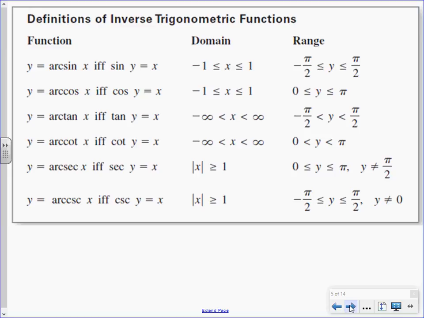So you'll see on the back side of your sheet this. This gives you the domain and range for all of the inverse trig functions. You worked very closely with arc sine, arc cosine, and arc tangent last year in pre-calculus. I'm not super concerned about you knowing the domains and ranges of all of these, but you need to understand where they come from.